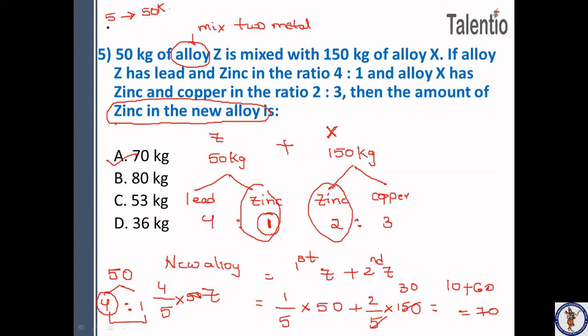Now if I want 4, how to solve? Just cross multiplication, right? 4 into 50 by 5. So the same thing they have written as the ratio part whatever they require, by total ratio. What is total ratio? 4 plus 1, 5, into amount 50.